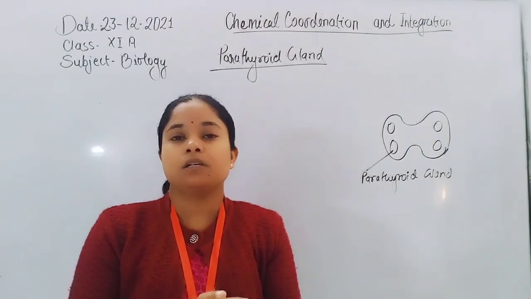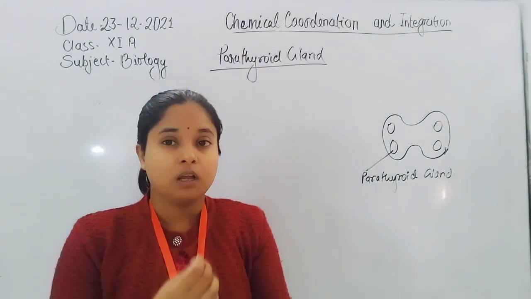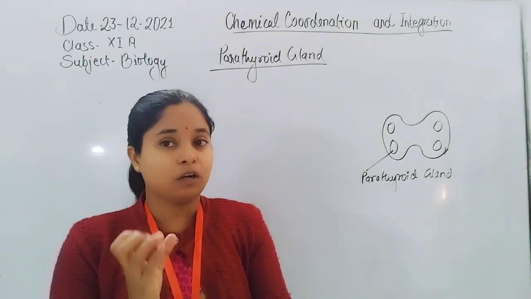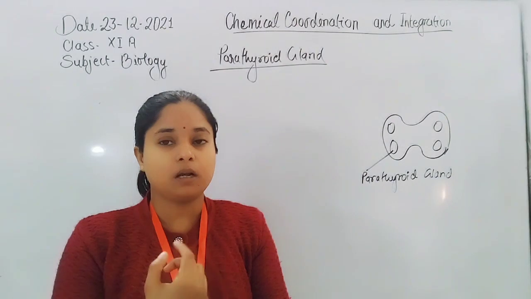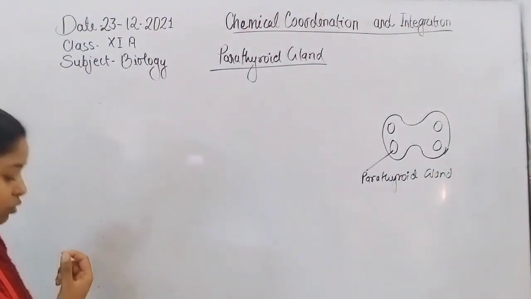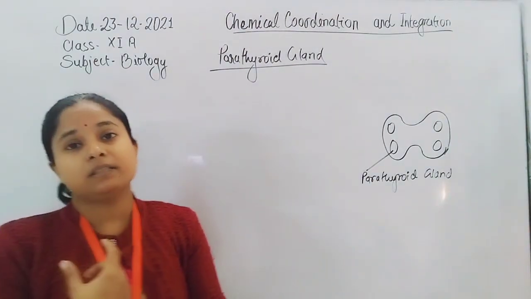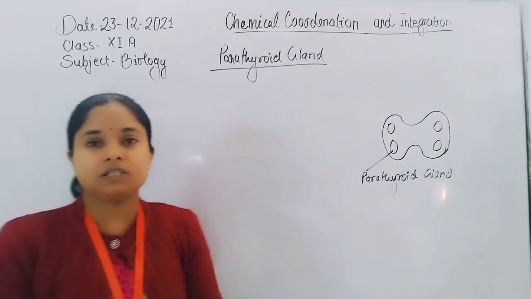Our bone matrix is formed by calcium and phosphate ion together, so that provides roughness and toughness, and makes our bone strong due to the deposition of calcium ion. But the parathyroid gland secretes parathormone, PTH.